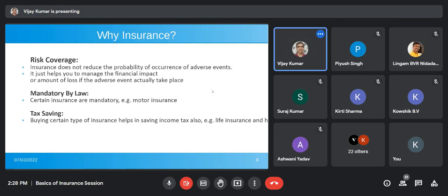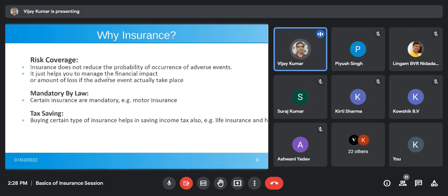Okay. Now, having understood insurance, let's try to understand why we have to buy insurance. As a person, what is my need to buy that insurance? Why do I need to approach insurance companies? Right.